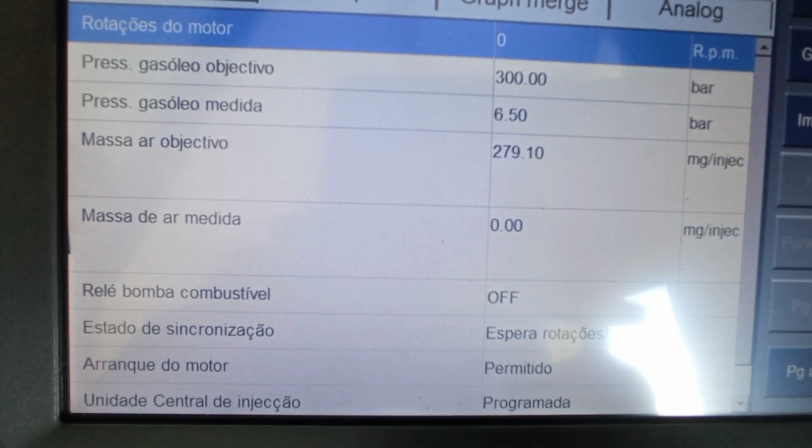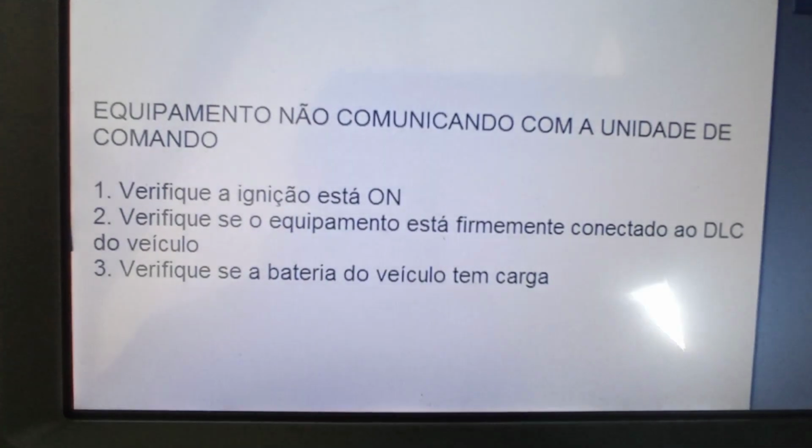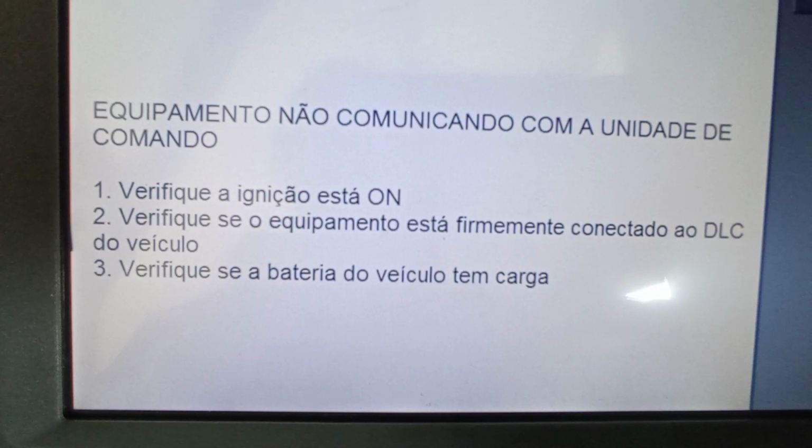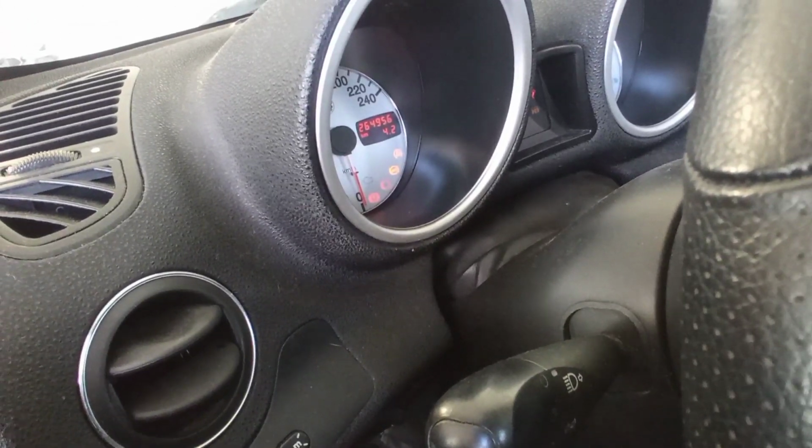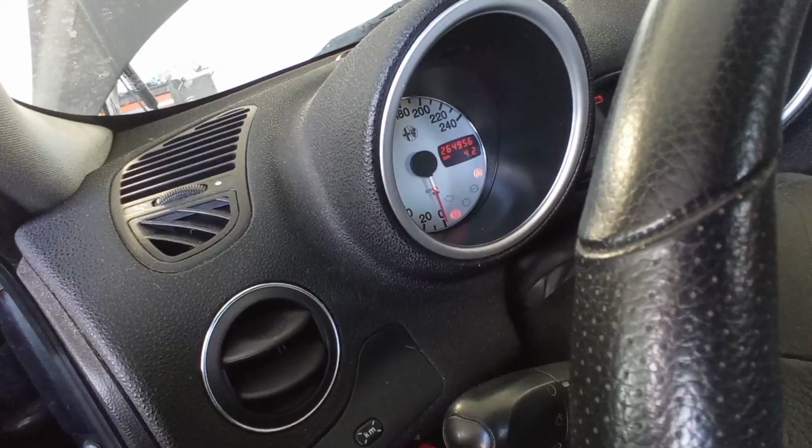So next problem. This one is very good. You don't have communication with the diagnosis machine. The car does not start. And also, the pictogram for the engine does not turn on. The engine light does not turn on.